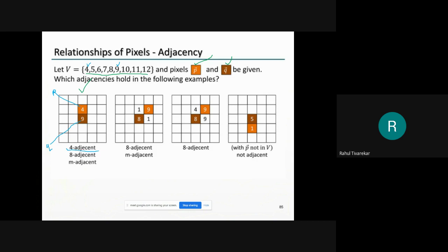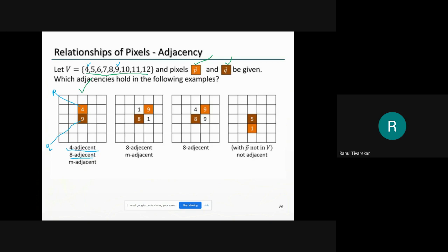Okay. Let's talk about 8-adjacency. Can I talk about 8-adjacent? Pixel P and pixel Q are 8 neighbors of each other, and both pixel P and pixel Q are in set V, and hence we can say that these are 8-adjacent.